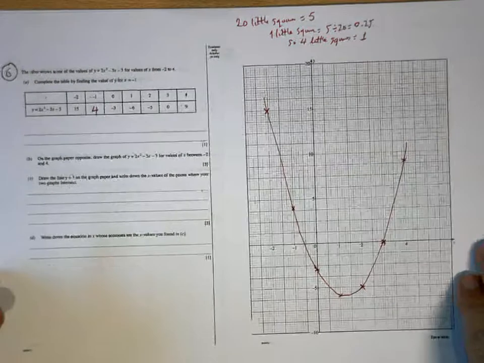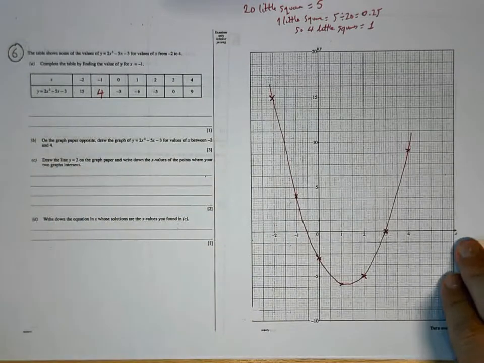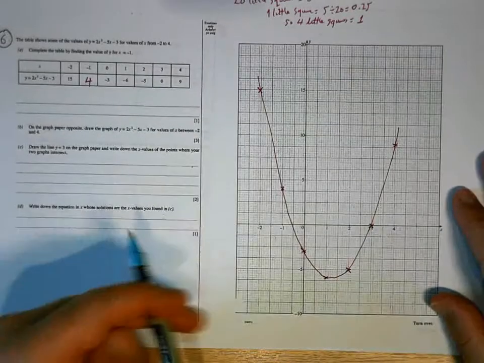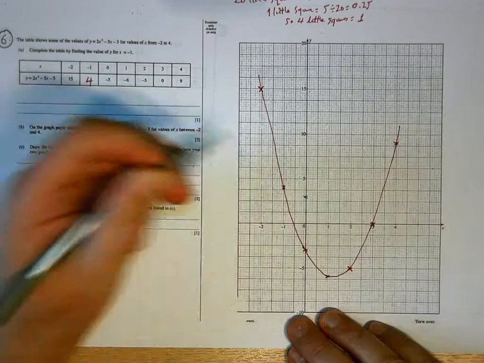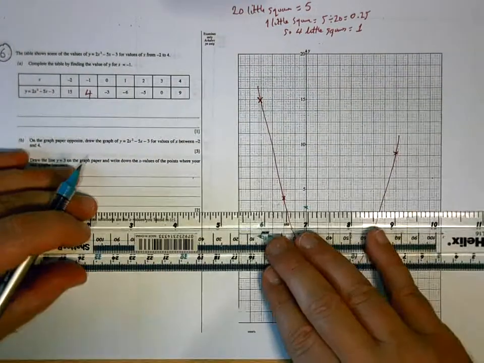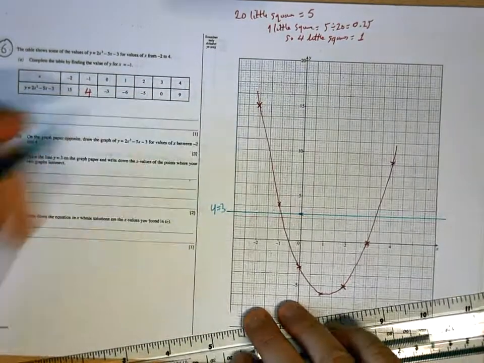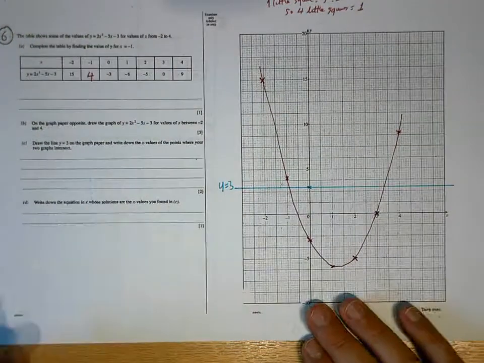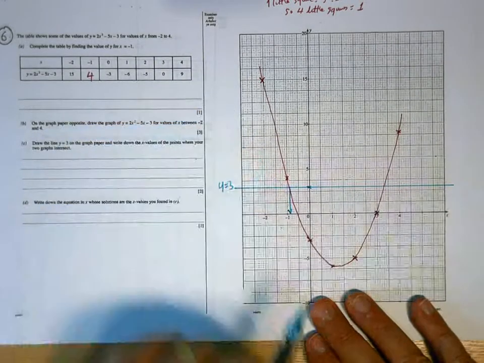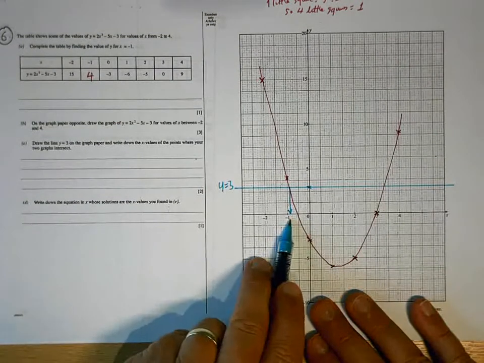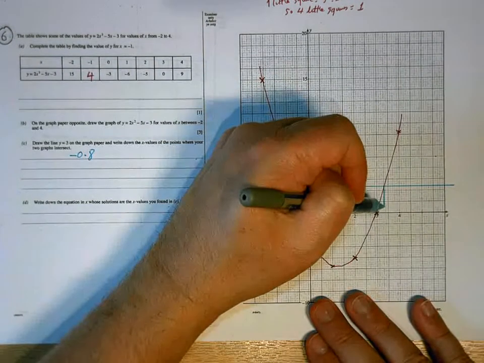It's foul. So we've done A, we've done B. We're now on C. Draw the line y equals 3. The line y equals 3 is going to be 12 little squares. 5, 10, 12. That's 3. So it's going to be horizontal through there. Y equals 3. And write down the x values. So there's one of the intersections. That's going to be minus 0.8. And this one here is going to be 3.8.